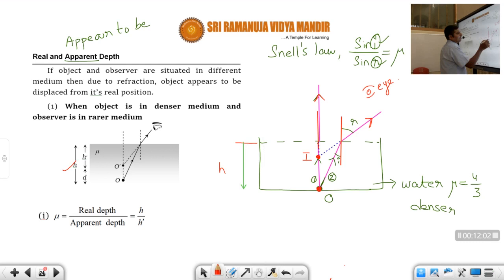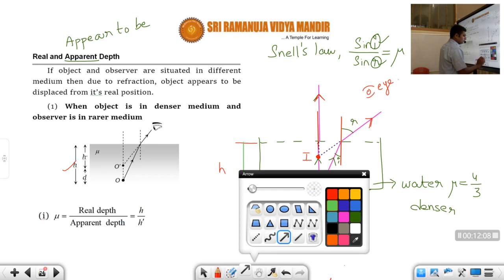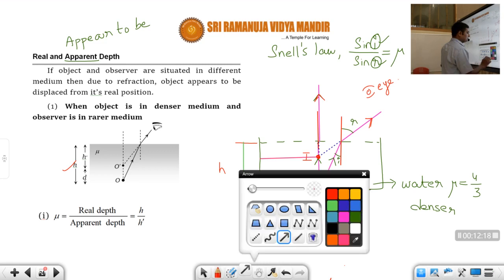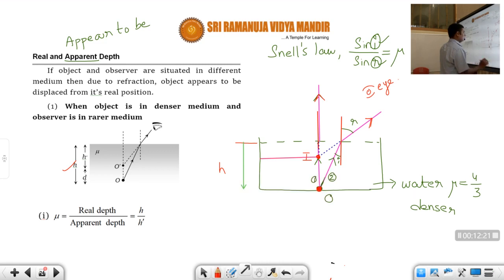Here you can see inside water, these are dotted rays, okay students. So if you see carefully, these rays are meeting at this depth only, correct or not students? So this depth is less than that depth. So this is the depth, and that is called h dash, okay students.